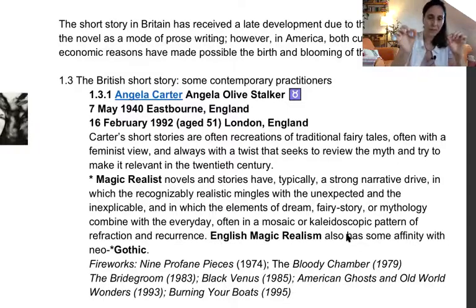Also I have placed here that magic realist novels and stories have typically a strong narrative drive in which the recognizably realistic mingles with the unexpected and the inexplicable, and in which the elements of dream, fairy story, or mythology combine with the everyday, often in a mosaic or kaleidoscopic pattern of refraction and recurrence. English magic realism also has some affinity with Neo Gothic, and here it is interesting to see these features in her writing.